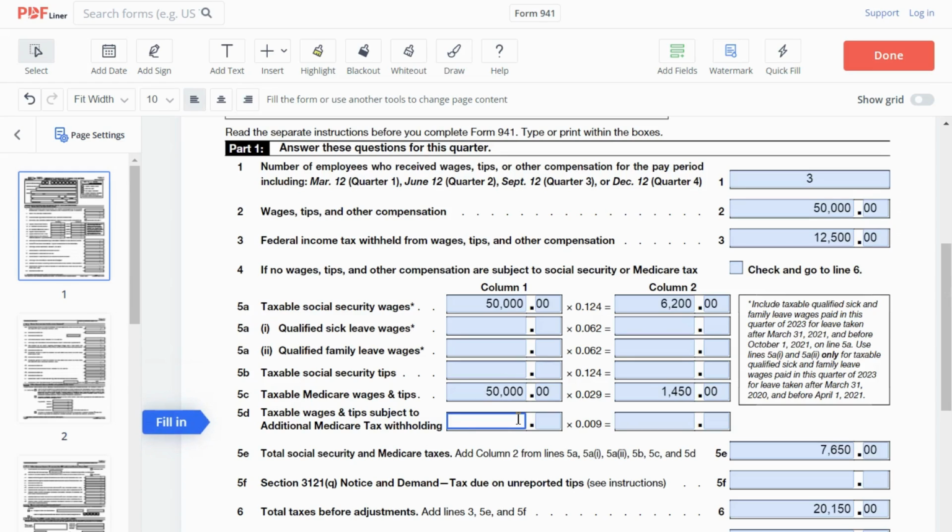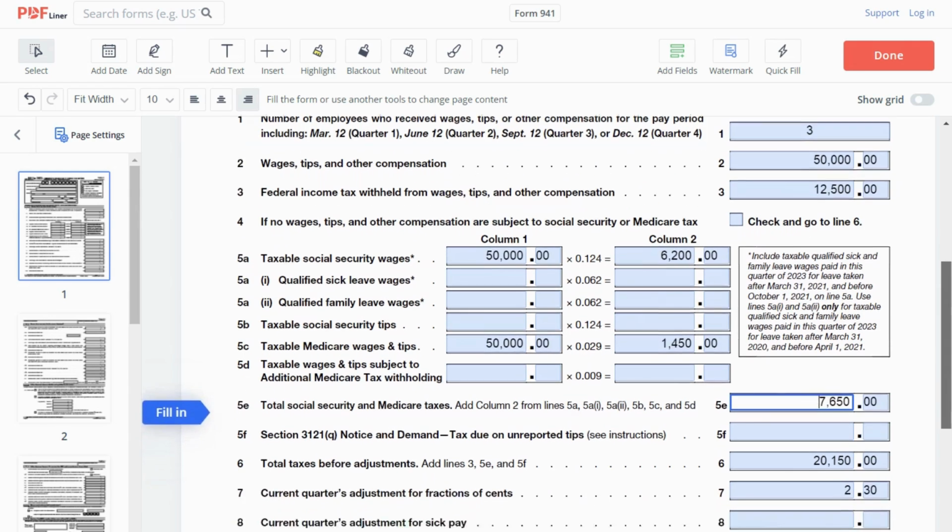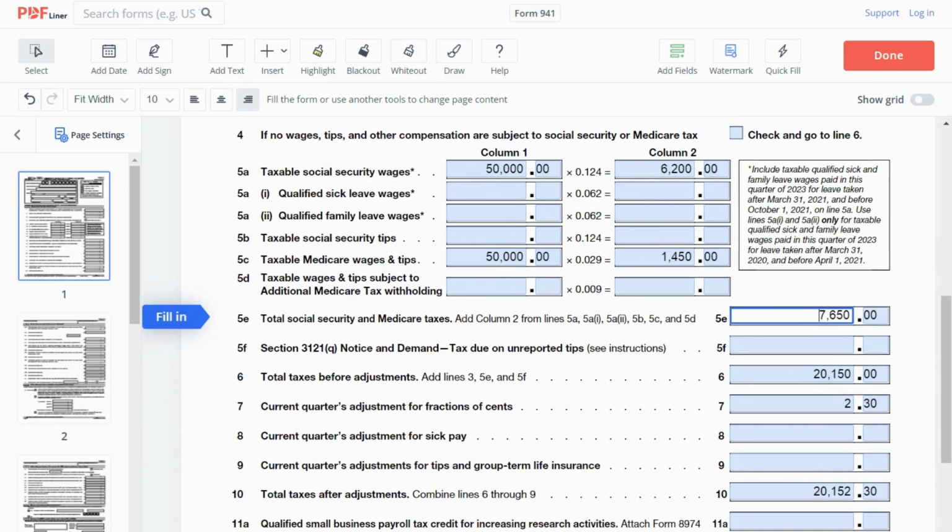Now, we would need to calculate the taxes using the tax rates on the form. So we multiply $50,000 from line 5A by 0.124 and get 6,200, and then multiply amount from line 5C by 0.029 and get 1,450. Next, we add up everything from column 2 and enter the total in box 5E. Here it's 7,650. In most cases, you would skip the line 5F and move straight to the line 6.